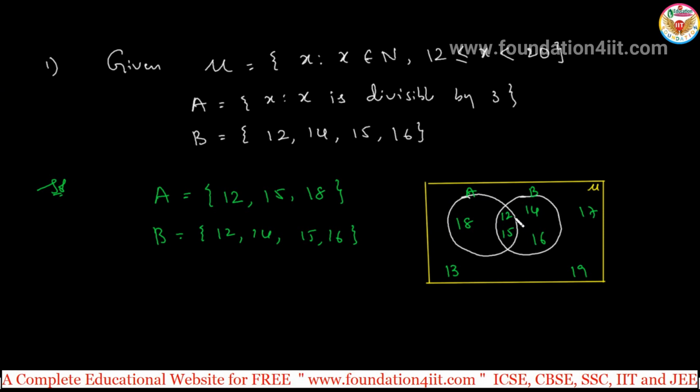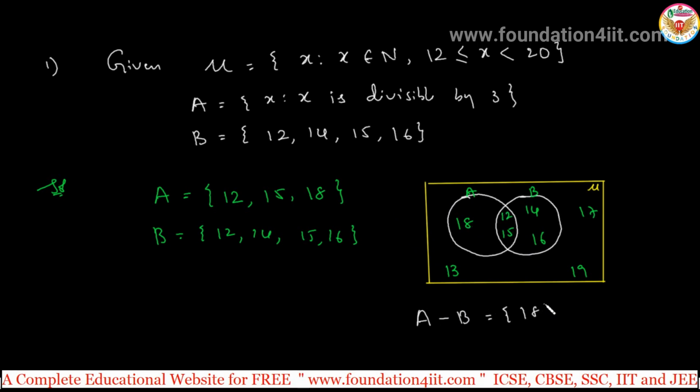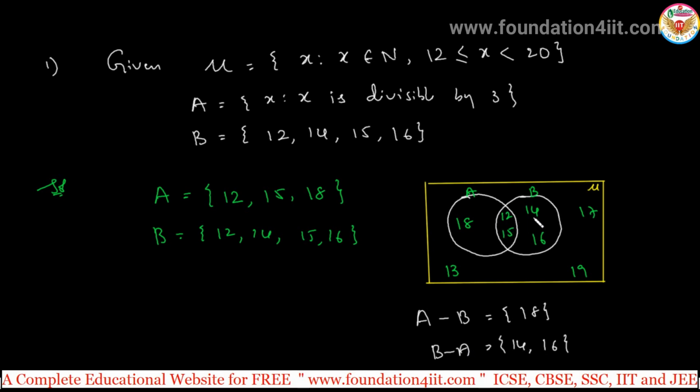A union B is 12, 14, 15, 16, 18. So based on this, you can write A minus B, A union B, A intersection B, all the points, in case they ask in the question. So A minus B, if they ask: from A, if you remove this B, only 18. And B minus A is 14 and 16. And A union B is altogether in A and B, that is 12, 15, 14, 16, 18. And A intersection B is only 12 and 15.